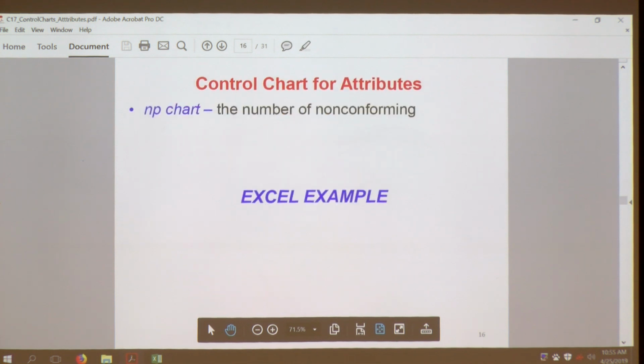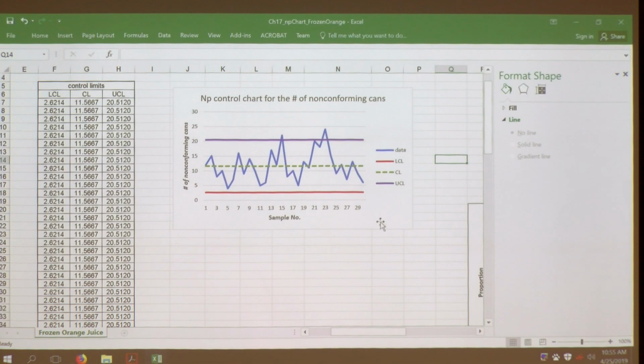Before we move on, what did we observe from this control chart? Did you observe any out of control? Anything outside the control limit? Some items are outside the upper control limit. This one, right? So you observe the out-of-control point, but which sample? It seems that we need to find out.